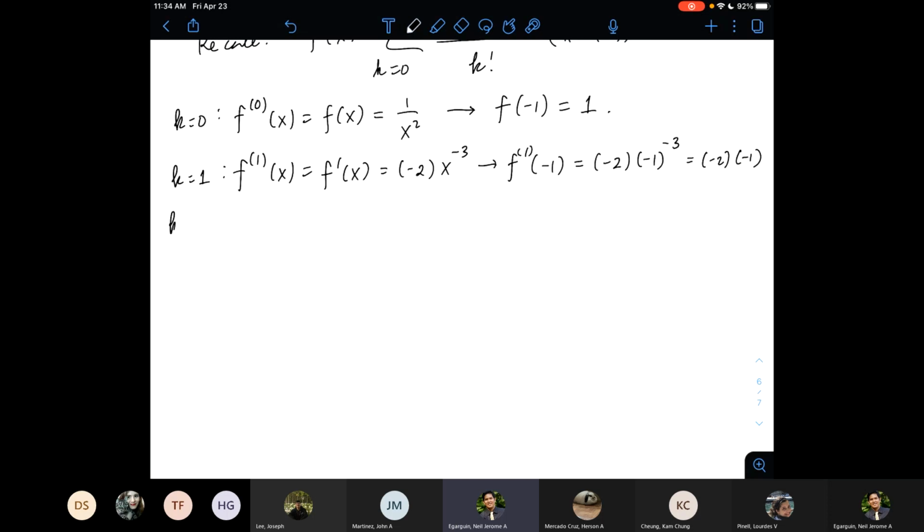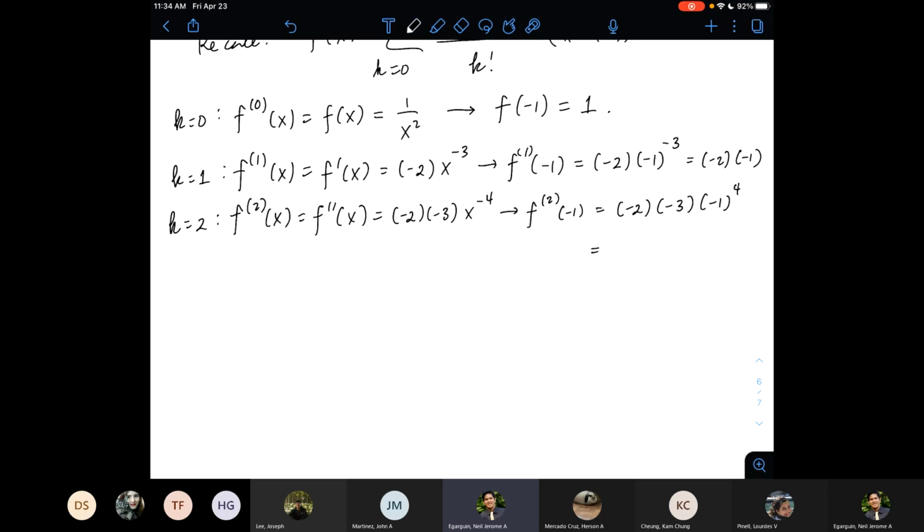All right. So let's try another one, k equals 2, because here it doesn't give me any pattern so far. F upper 2 is f double prime of x. So we need to differentiate this guy. When we differentiate, we get -2 times -3 times x to the -4. But remember, we need to plug in -1. So this would be -2 times -3 times -1 to the 4th. But that will just be -2 times -3 times 1. Right? And then let's see another derivative if the pattern is not yet clear. Let's try one more. And perhaps after this, we can try to guess what happens for a general k.